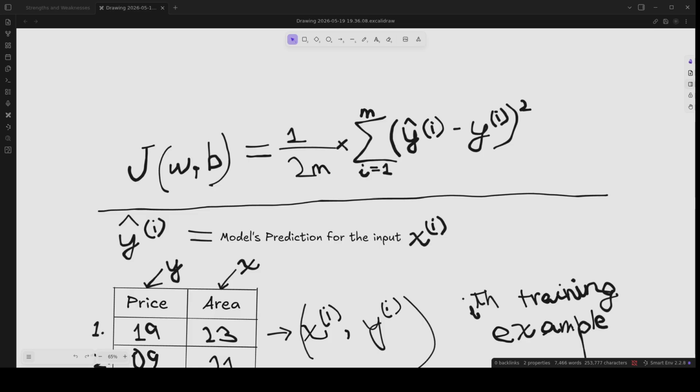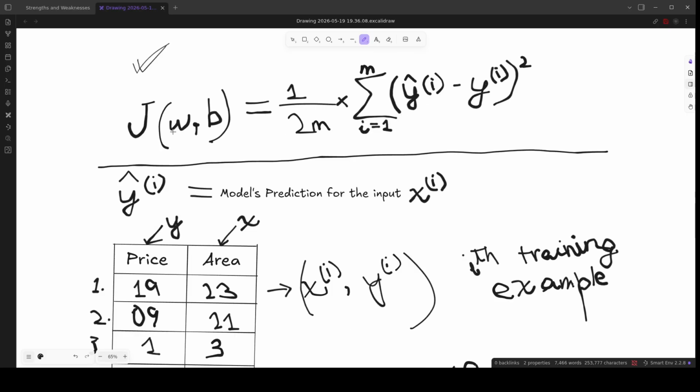So let's move on to the whiteboard, and here we have the cost function written down. In the cost function, this term right here, y hat i, stands for the model's prediction for the input x i. So let's clear up some notation first. What does this even mean, right?